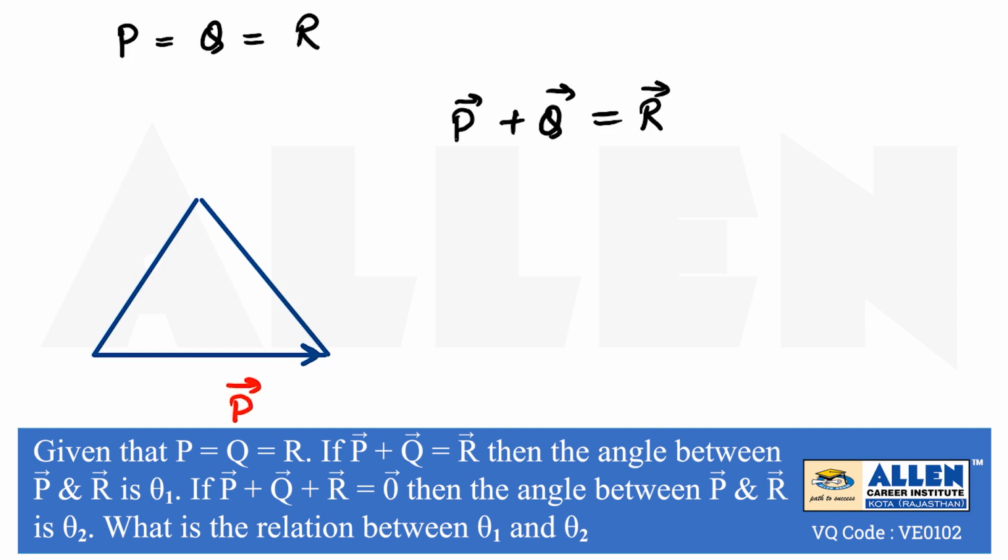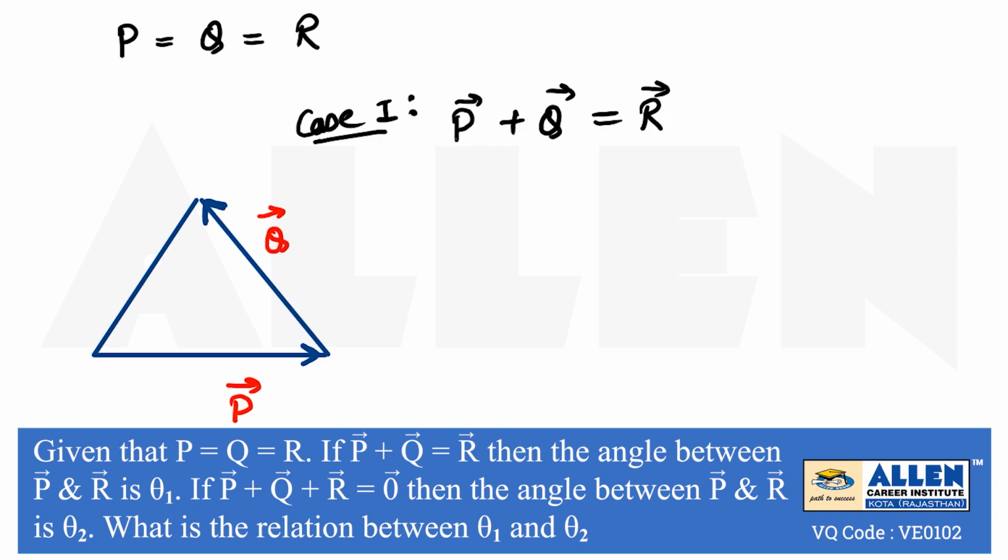Now according to our first case, P vector should be added with Q vector. Therefore, on continuation, keeping the same order, if the head of P vector lies at this point, the tail of Q vector will coincide at this point. So the head of Q vector will go here. This is representing Q vector.